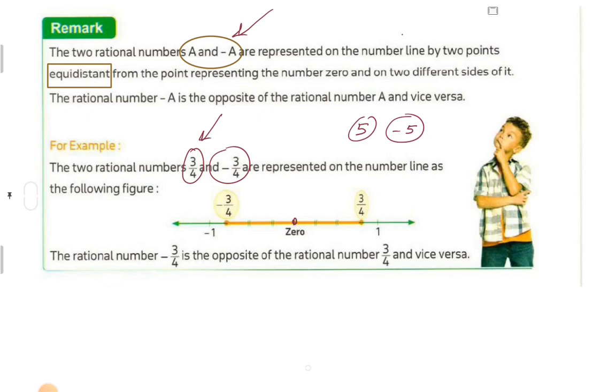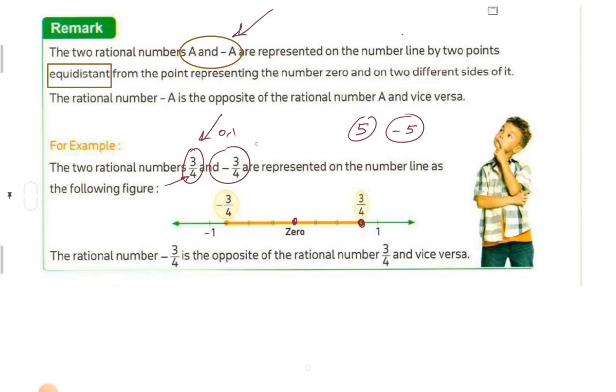Here we have 0. I know it's a proper fraction, so it's between 0 and 1. We have 4 parts: 1, 2, 3, 4. I will count 3 parts: 1 part, 2 parts, 3 parts. So we put 3 over 4 here.